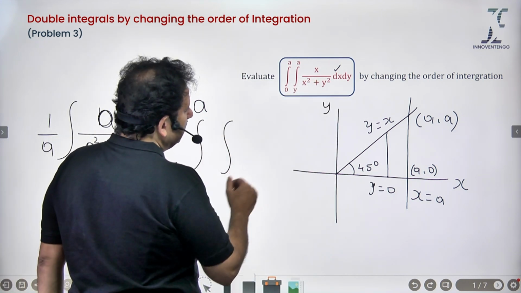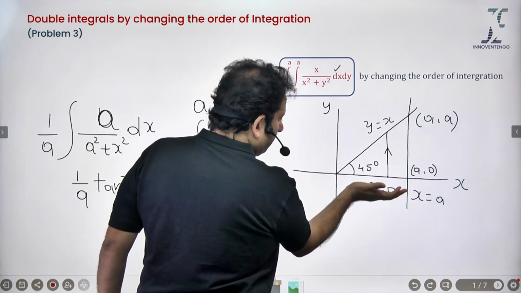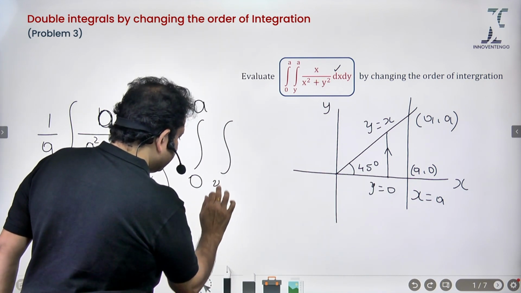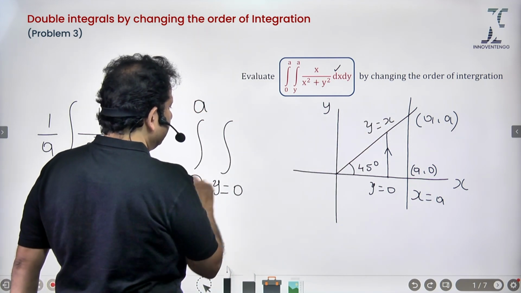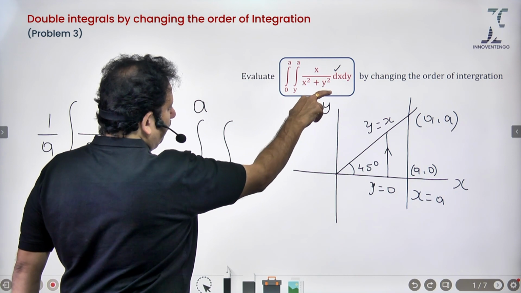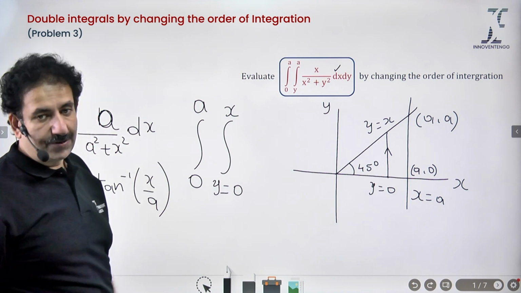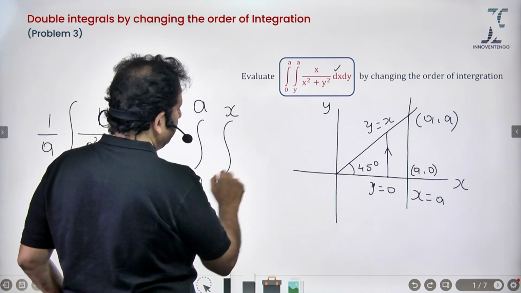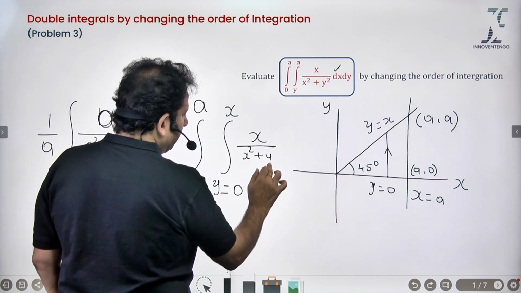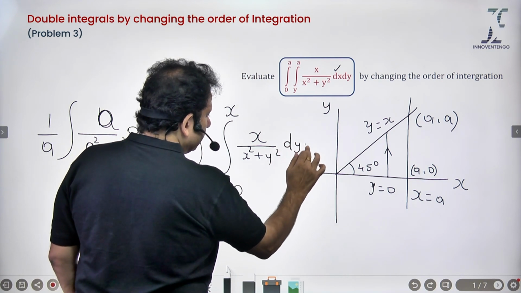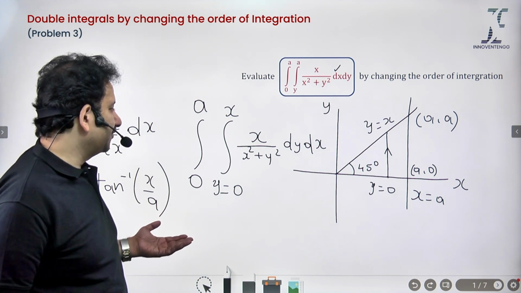And what about the limits of y? Because in order to get the limits of y, I will have to travel vertically from the x-axis. The definition of the x-axis is y equal to 0, and I will be going all the way to this straight line. Since the order of integration first is y, the limits are going to be obviously defined in terms of x. Remember that always. A very trivial observation, but it has got to be in place. So now this is going to be x divided by x square plus y square, and here you have dy and dx. So this is the integral that you need to evaluate.